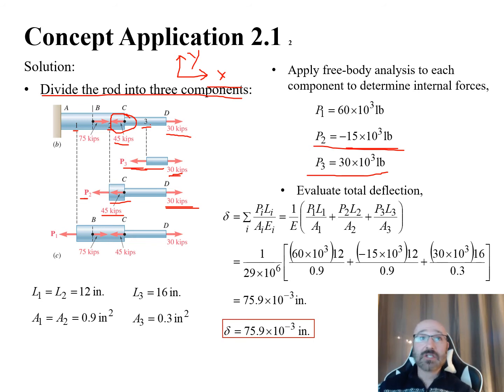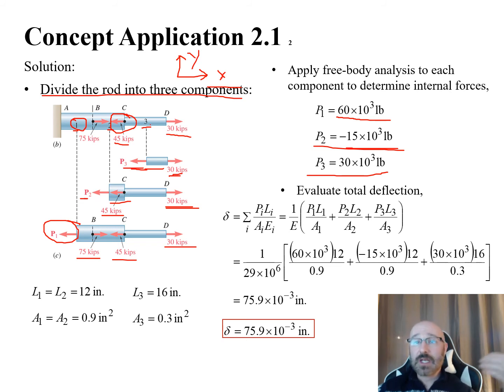Then we do our last section, so we're breaking into 3 sections. Now we come down here to 1, which is the entire thing. So we have this 30 kips positive to the right, positive X, negative 45 going to the left, or negative X direction. But then we have 75 kips going over to the right. So we have 75 minus 45 plus our 30. When we do this out, we end up with a P1 of 60 kips, or 60 times 10 to the third pounds. So this is all from doing our free body diagrams.